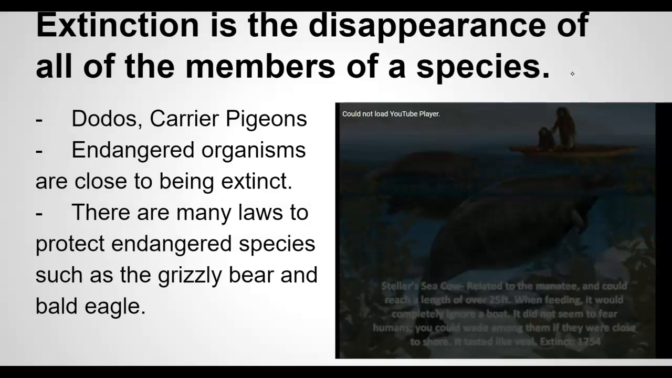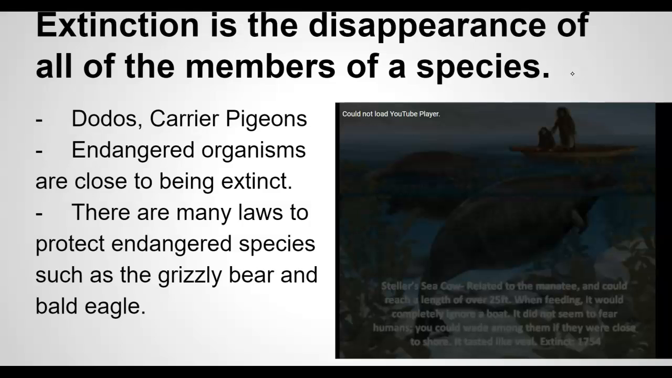Extinction is the disappearance of all members of a species. The dodo birds in the Caribbean islands, they were hunted, and we also think that maybe pigs ate all of their eggs off the ground. Carrier pigeons now. Endangered is different than extinct. Endangered means it's close to being extinct. The Asian tigers, your snow leopards are endangered.